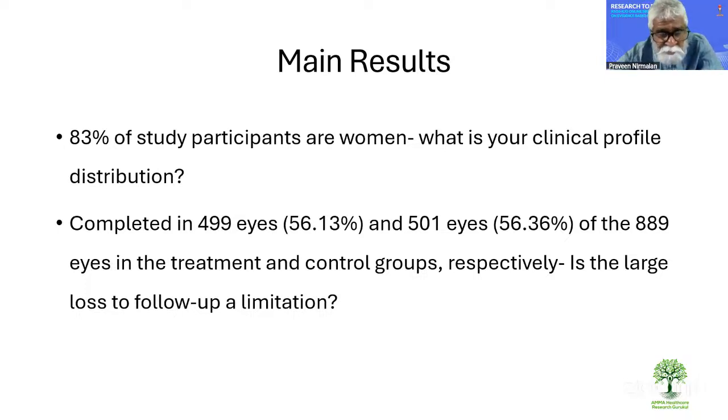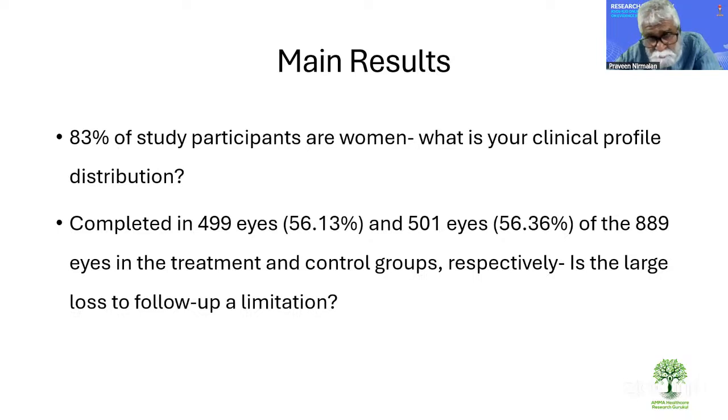Some of the results: 83% of the study participants were women. What's your clinical profile like? So you would think, okay, in my practice, if I'm looking at PAC suspects as the inclusion, what proportion of them are women? So you start thinking about your practice. If you want to apply results to your practice, I presume that you are concerned about your practice, you are seeing a reasonable number of patients, and you are also thinking about the patients that you are seeing, right? So you start thinking and say, okay, what proportion of women do I see? Do I see more women with PACS in my clinical practice, or is it almost equal with men? How does it work?